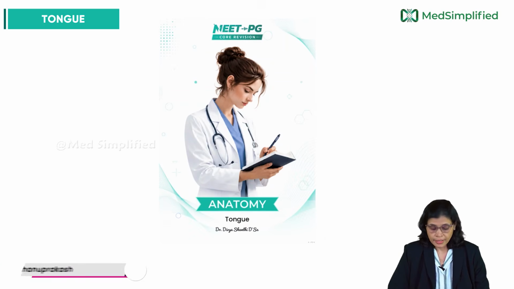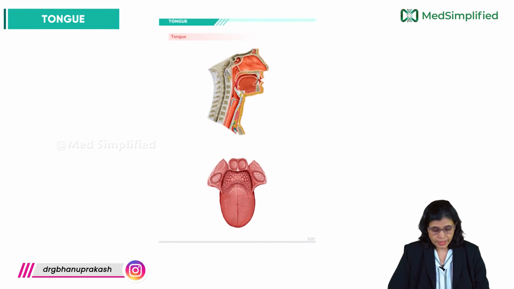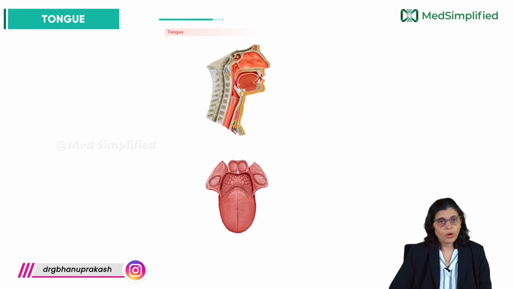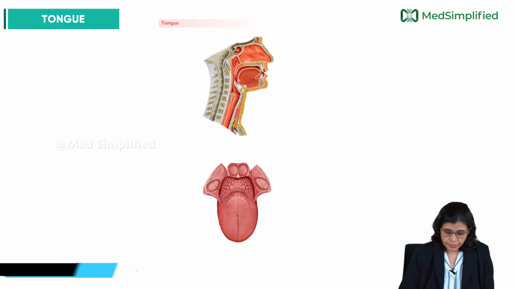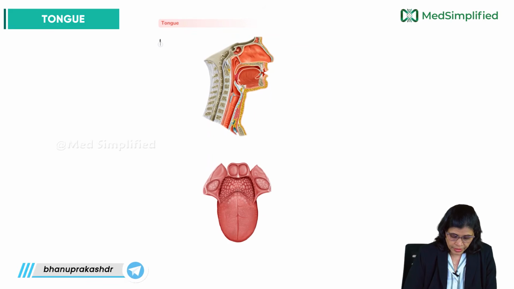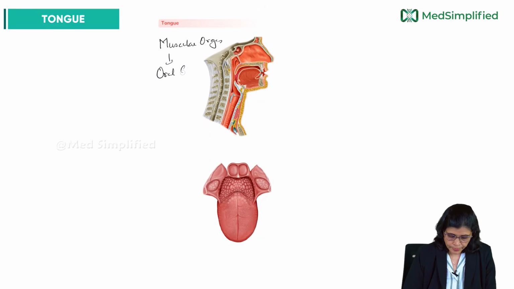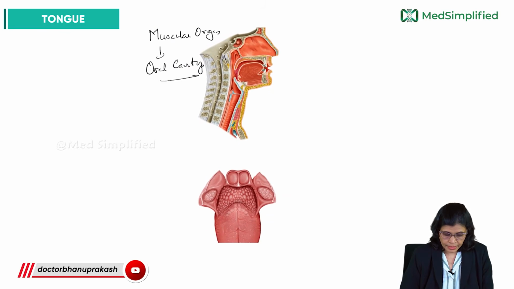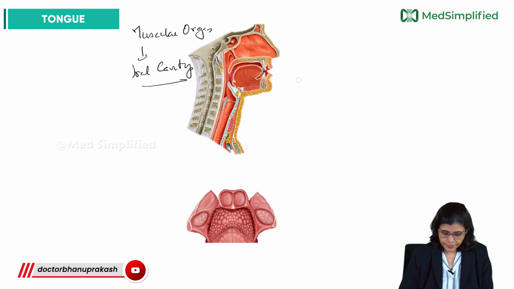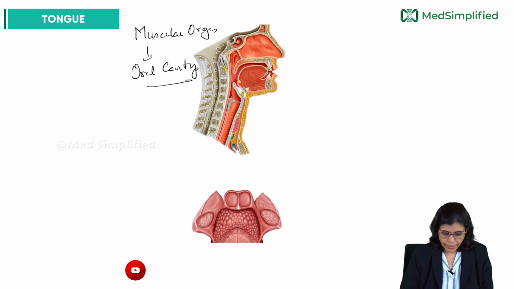So let's get started. The tongue, as we know, is a mobile muscular organ, which is basically made up of muscles covered by a mucous membrane. It is present in the oral cavity. When we see the tongue, it bulges upwards from the floor of the mouth, and its posterior part here will be forming the anterior wall of the oropharynx region.